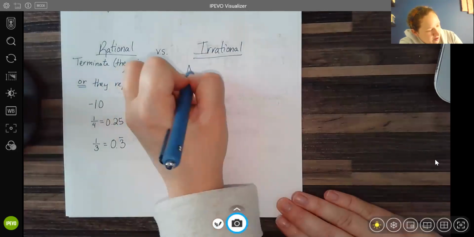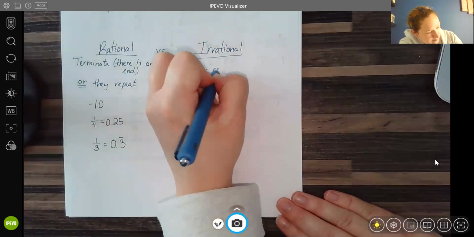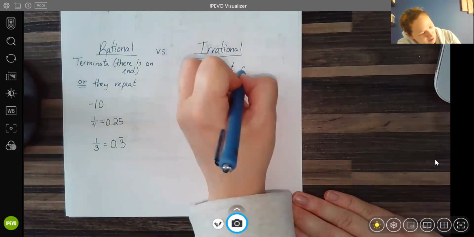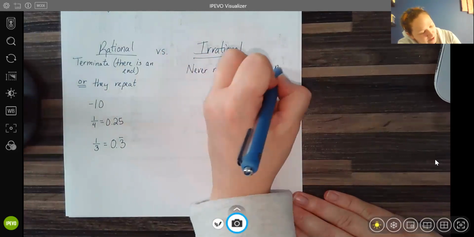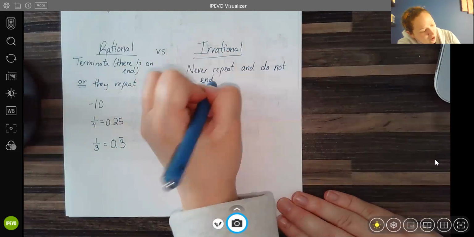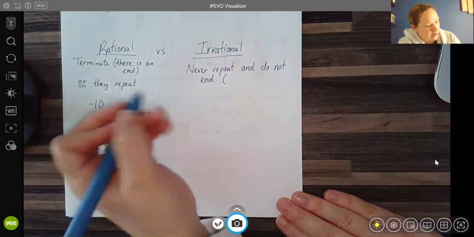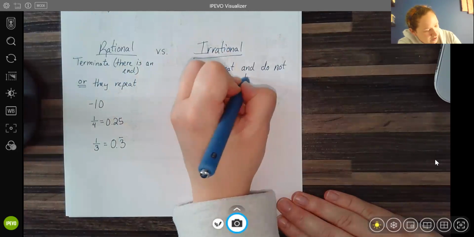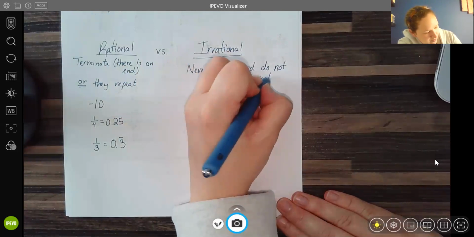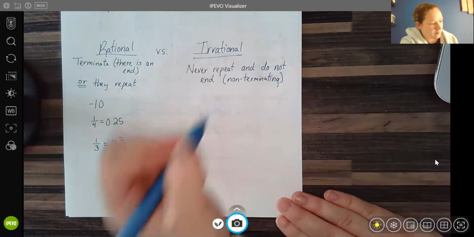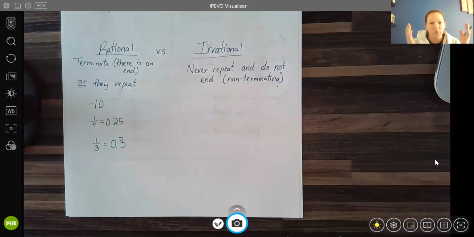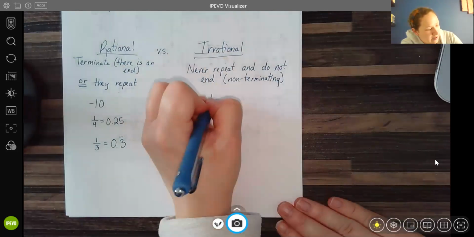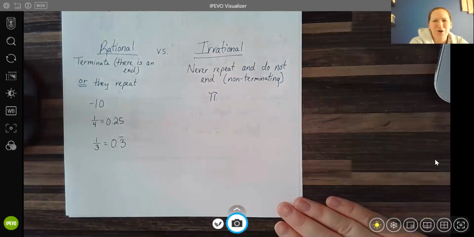Irrational numbers never repeat and do not end. And we call that non-terminating. So this would be a non-terminating decimal. So one that I think of, one that you've used many, many times, maybe you didn't know it was called irrational, but pi. Pi goes on and on forever, but it doesn't repeat. There's no repeating there. Okay.